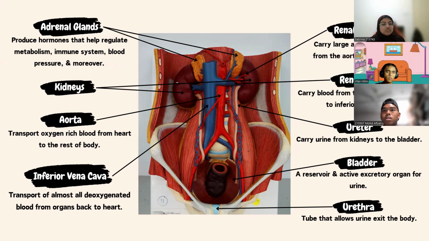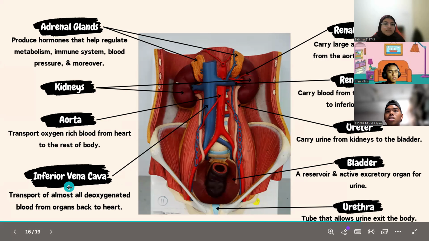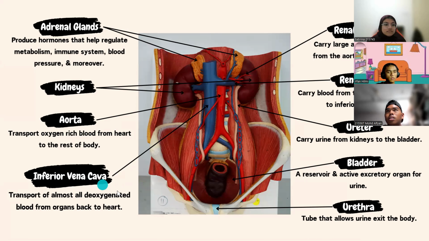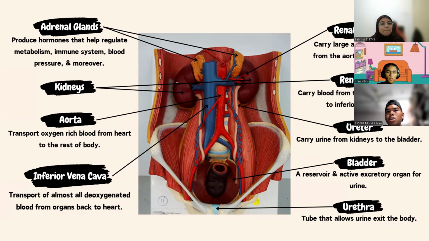And then there is the aorta, a big red vessel that functions to transport oxygen-rich blood from the heart to the rest of our body, because each organ needs oxygen to function. And then there is the inferior vena cava, a big blue vessel that functions to transport almost all the deoxygenated blood. This means blood whose oxygen has been used, and this deoxygenated blood is transported from all the organs to the heart through the inferior vena cava.